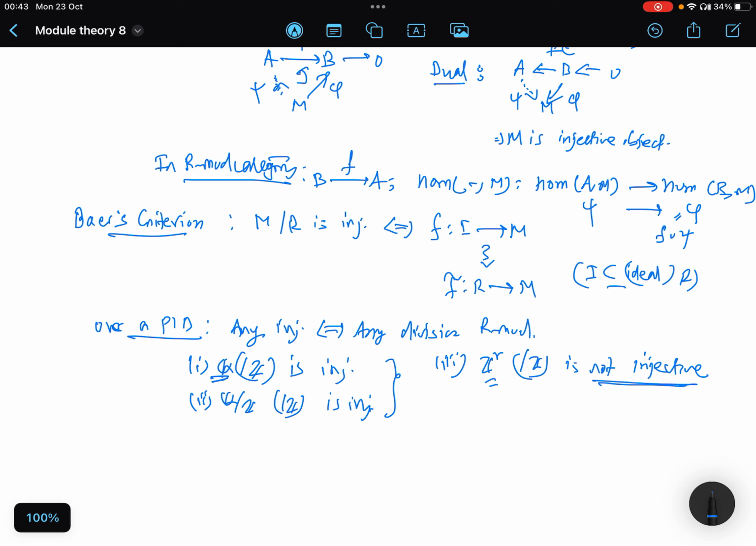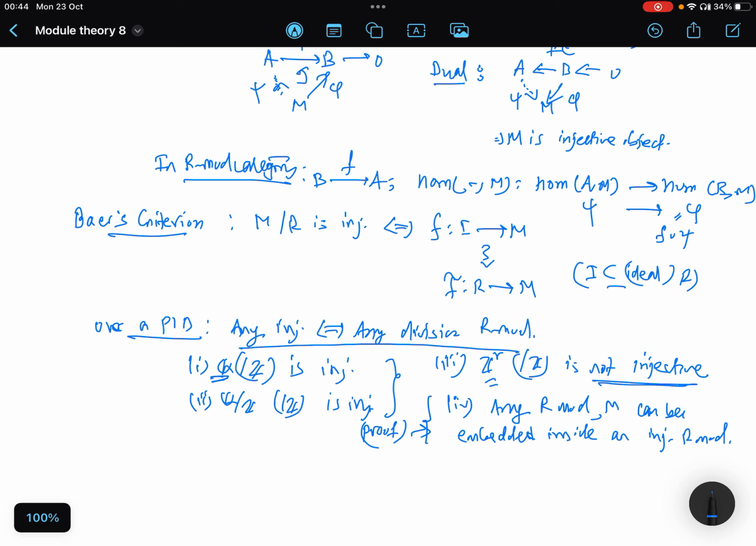Now, the main thing you can show is that any R-module M can be embedded inside an injective R-module. So that is an interesting observation. We will see the proof of this one, and also the proof of this result. I will not prove Baer's criterion because that again requires some Zorn's lemma kind of argument. But once we assume Baer's criterion, the rest of the things are easy to show.